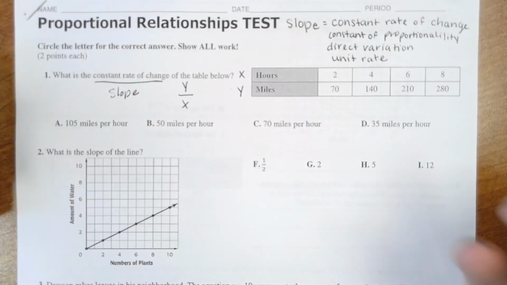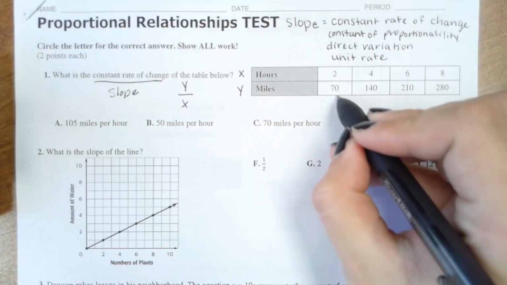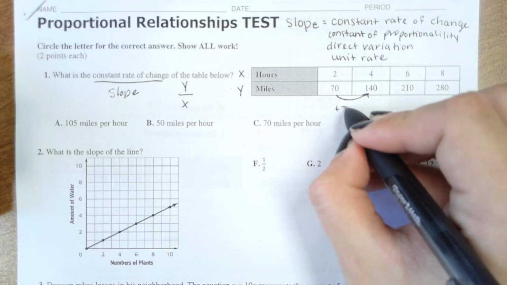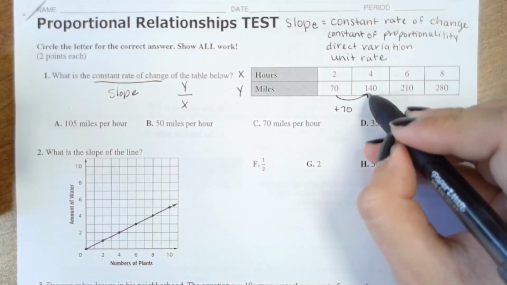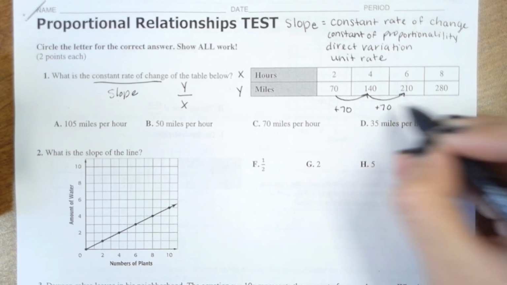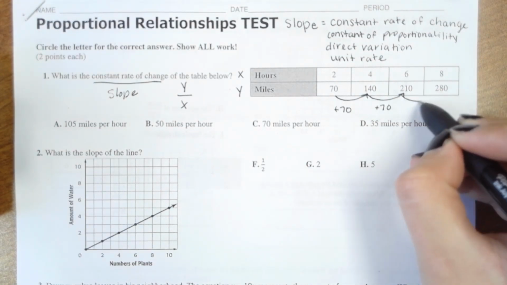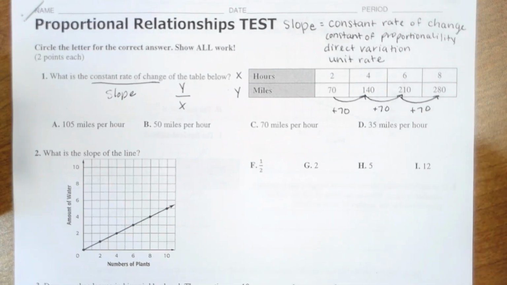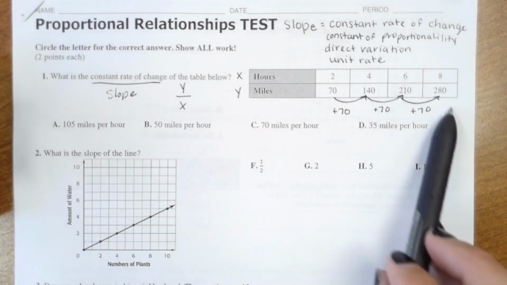So if you wanted to find the slope, if we went from 70 to 140, notice how we just increased by 70. If we went from 140 to 210, once again we increased by 70. And then if we go from 210 to 280, once again we increase by 70. So notice how all of our change in y's were the same.